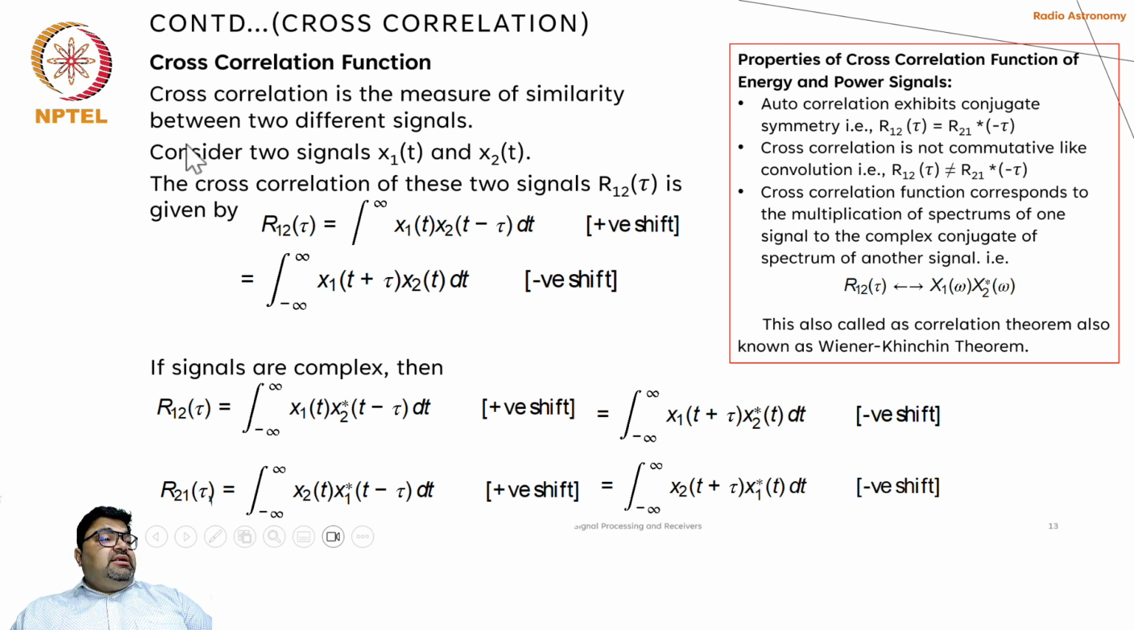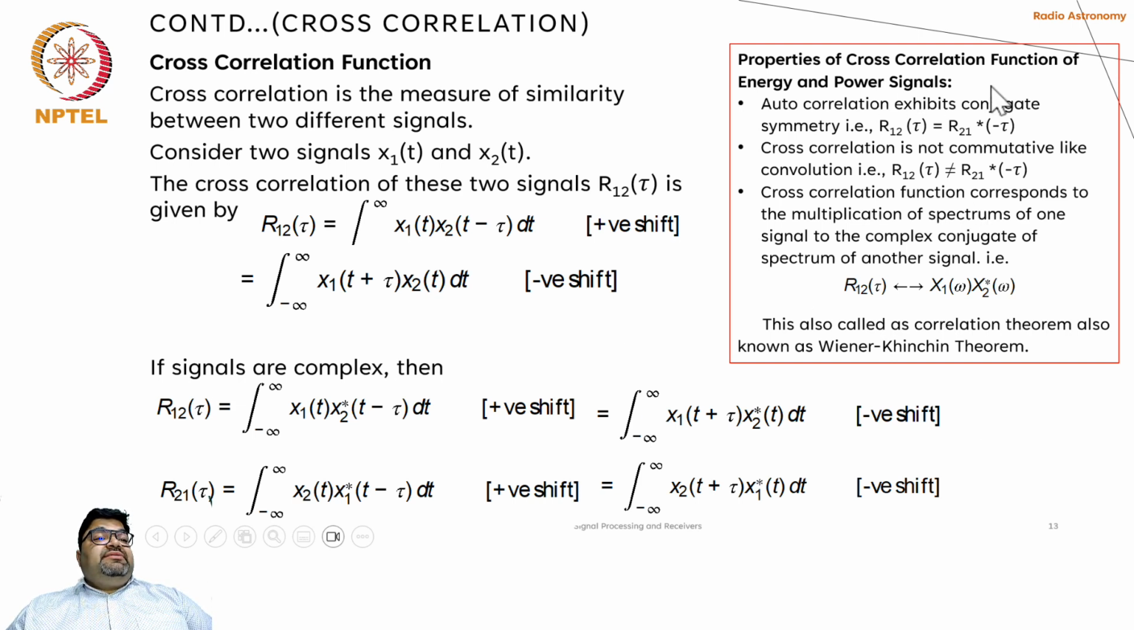The cross-correlation function is a measure of similarity between two different signals. Consider two signals x1(t) and x2(t). The cross-correlation of these two signals, R12(tau), is given by the integral from -∞ to +∞ of x1(t) x2(t - tau) dt. That is the positive shift, and x1(t + tau) times x2(t) is the negative shift. If the signals are complex, then the second one should be the conjugate.